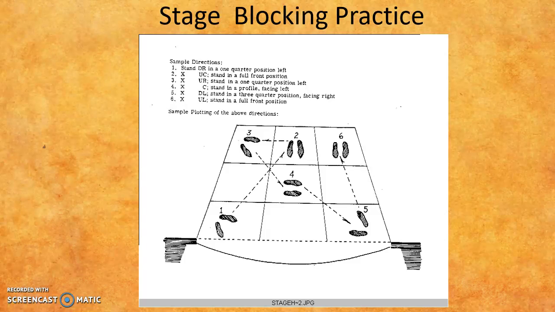In this case, it also includes how to stand. So the actor starts downstage right in a 1/4 position left, meaning they're in the down right corner but facing the center of the audience. They then cross up center, stand in a full front position, which means they are fully facing the audience. 3, they cross up right, 4 center, 5 down left, and they end in spot 6, which is up left, standing again in full front position facing the audience.